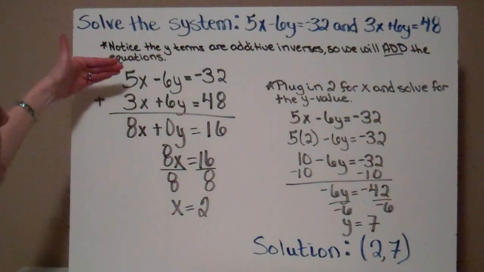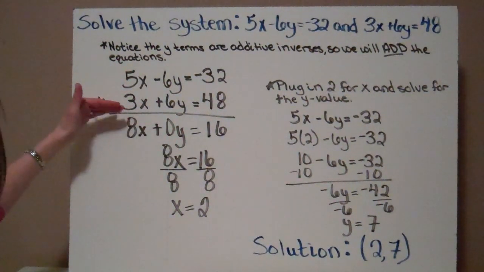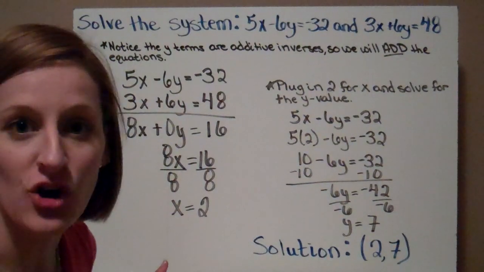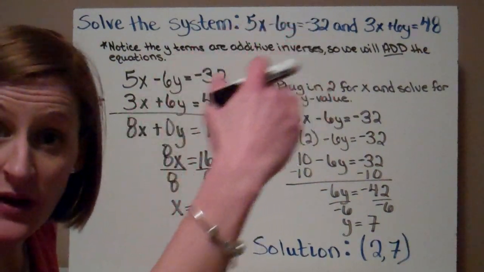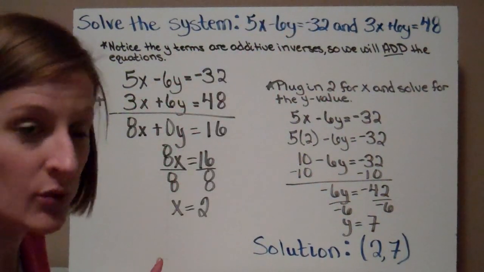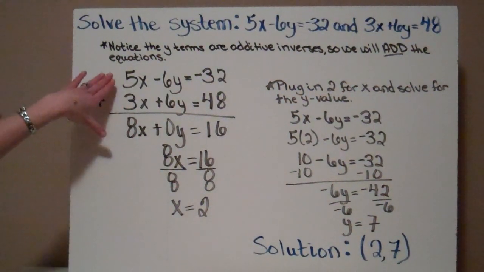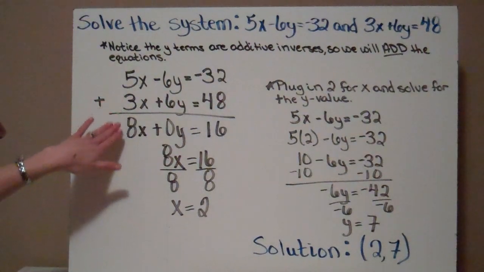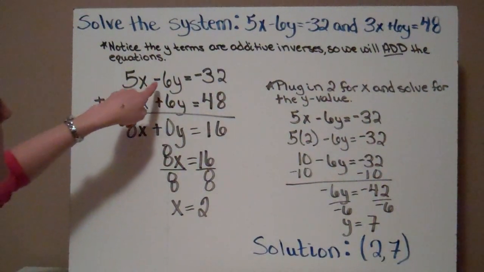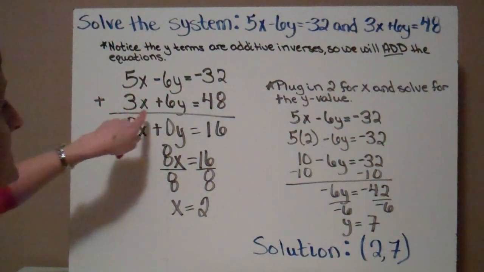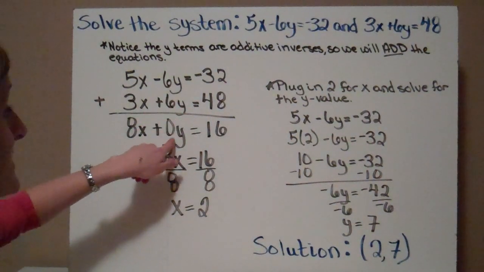Okay, so what I'm going to do is put them one on top of the other. Just like when you started learning addition, you put one number and then the other one right below it. We're doing the same thing. Kind of line them up. Alright, so if I do 5x plus 3x, that gives me 8x. -6y plus a positive 6y gives me 0y.